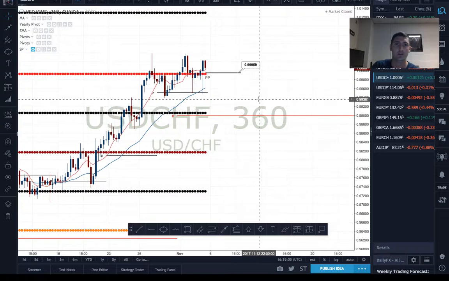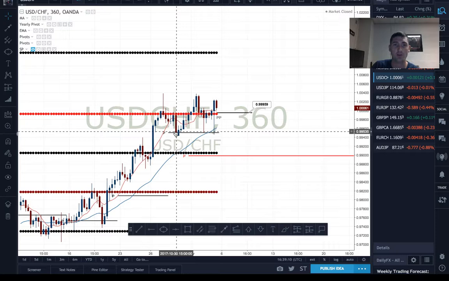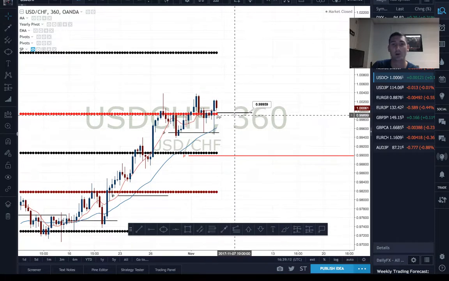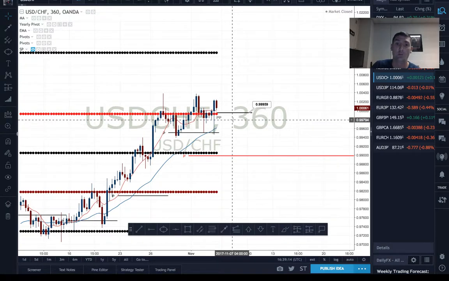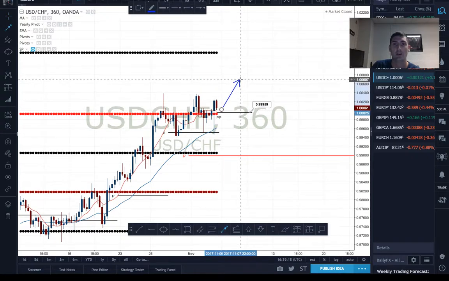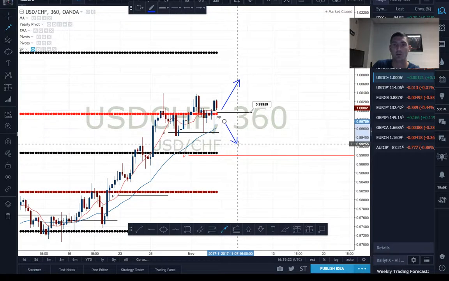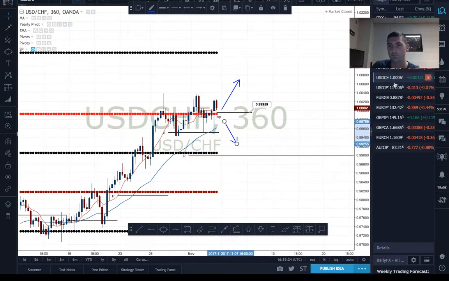Dollar Swiss did exactly as expected last week, came down, tested the weekly pivot, continued higher. Price is opening above the yearly and the weekly. Continually look for price to gain strength. If we get a close below, look for price to start heading lower towards the monthly pivot.